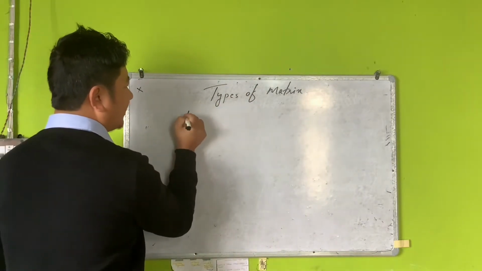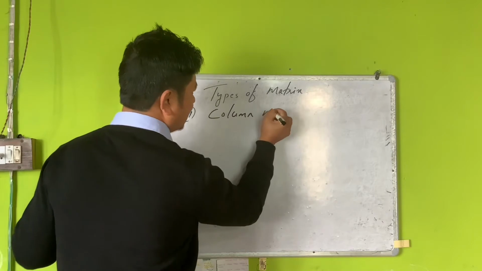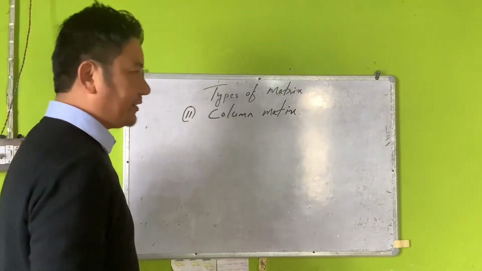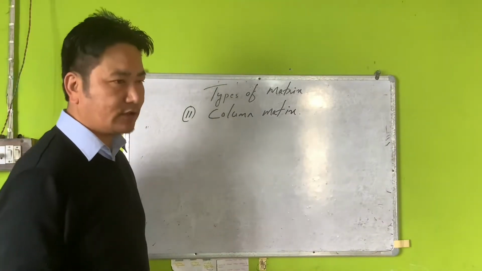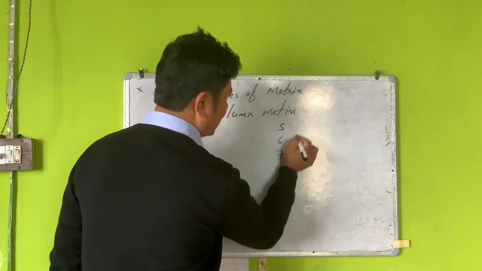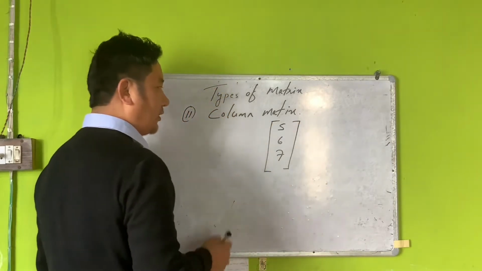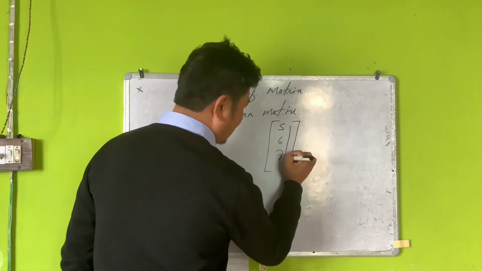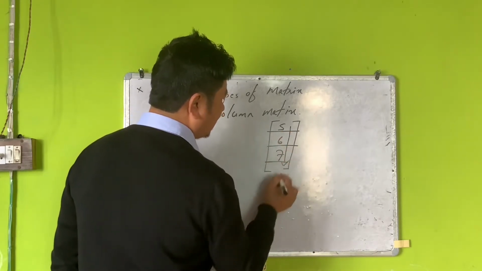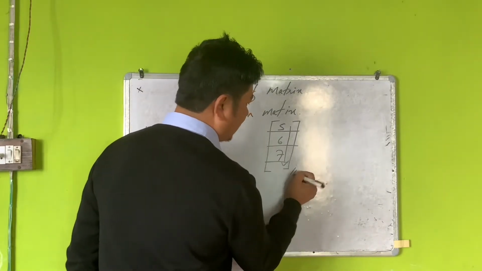Now the second one is column matrix. Column matrix means in a matrix, when there is only one column, then that is called column matrix. Suppose 5, 6, 7. When you put these numbers in a matrix and you are having only one column, see, the vertical line is your column. Although we are having 3 rows, we are having only one column. So this is an example of column matrix.